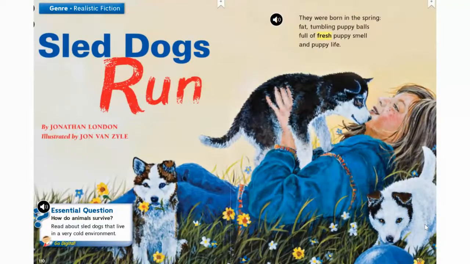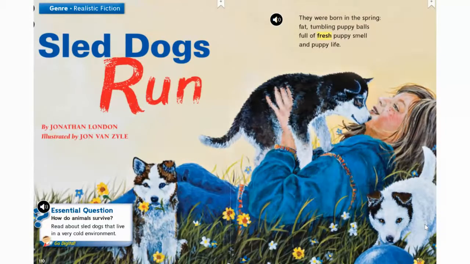All right, second graders, now that your page is ready to go, we are going to review our book, Sled Dogs Run. Now, I am not going to read the entire book all over again since I read it out loud to you yesterday. Instead, I'm going to skim the pages, looking at the pictures, reminding myself of the big events that happened in the story.